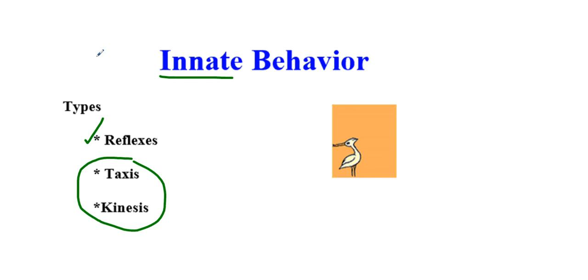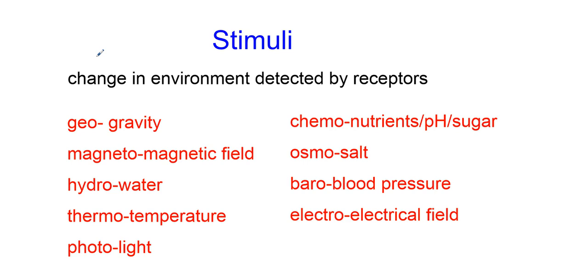So let's take a look, first of all, at what we're talking about here, stimuli. We've already defined this term. So what is a stimulus? A change of environment which will be detected by receptors. So what could be the change of environment? Well, there's a ton of stuff. I just put a short list down here just to let you know the prefixes.